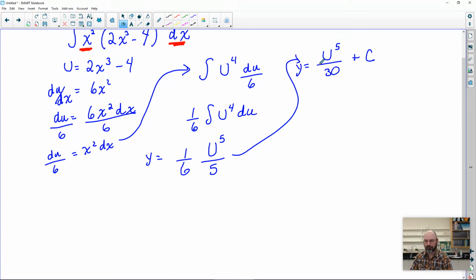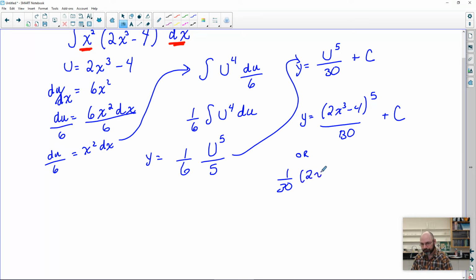What we want is it in terms of x, so we have to go back here and plug this in to where we see the u. So our final y would be 2x cubed minus 4 to the power of 5 over 30 plus c. Now you could write it as 1/30th out front if you like. Some books will write the answer like this, but this is a good answer too.